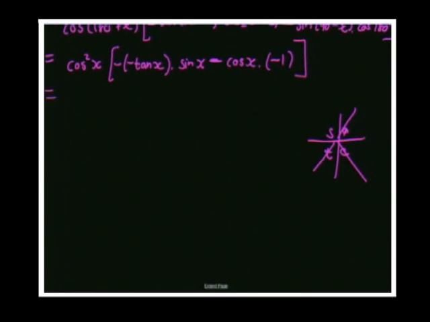Right, let's go on and simplify further. I have cos squared x there on the left-hand side, positive tan x, which is also the same as saying sine x over cos x, times sine x, minus and a minus becomes a positive, cos x.